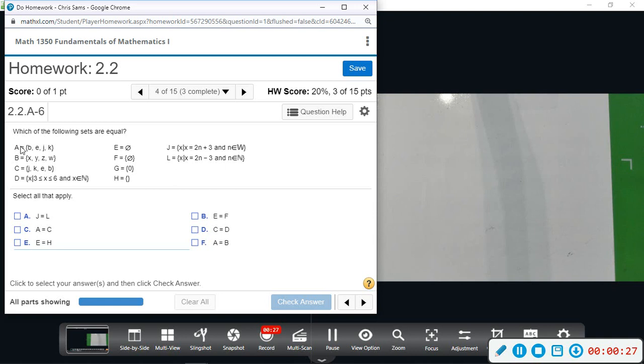So A has B, E, J, K, and B does not match. C has J, K, E, B, same elements as A, same number of elements. A and C would be equal. Okay, so that's one, and it says select all that apply. So there may be more than one.